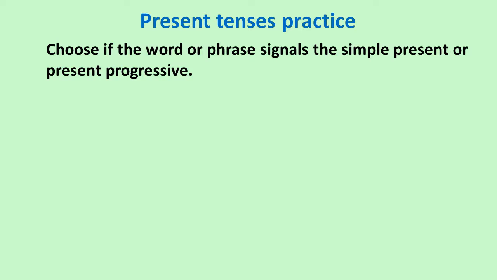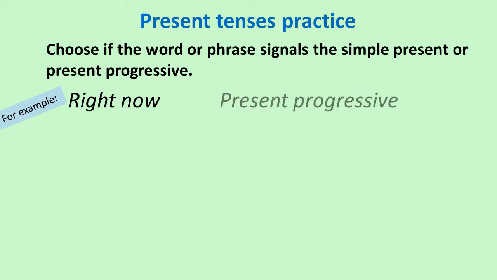Now we can practice by choosing if the word or phrase signals the simple present or the present progressive. So for each word or phrase, think to yourself if it should be followed by the simple present or the present progressive. For example, right now should take the present progressive. For instance, I am thinking. Or, in this case, I am seeing.